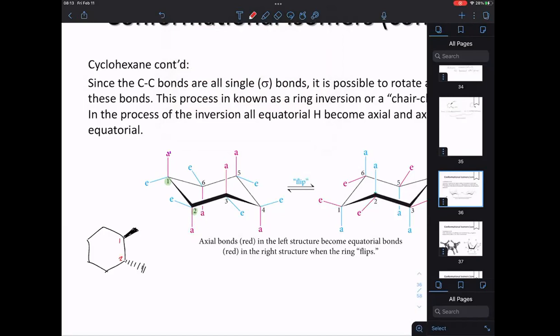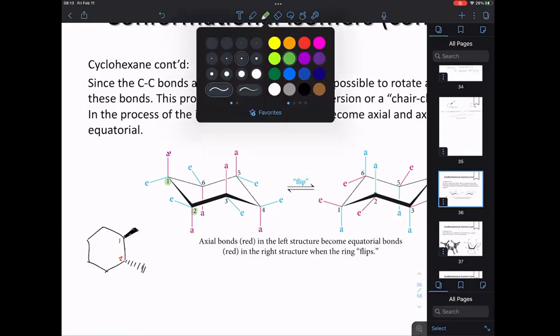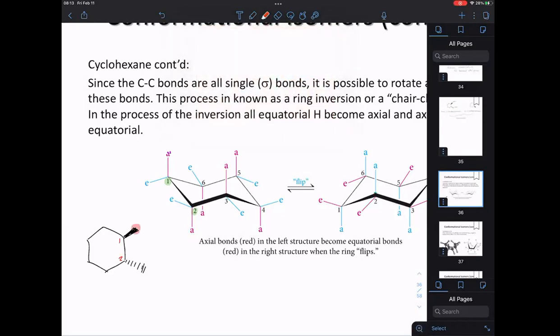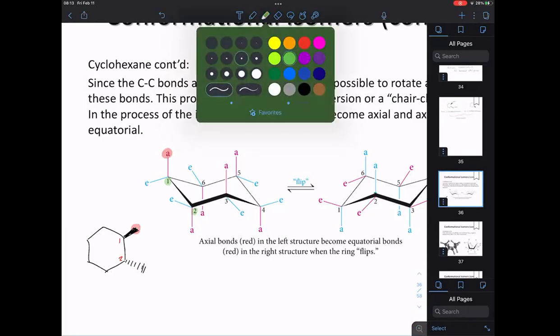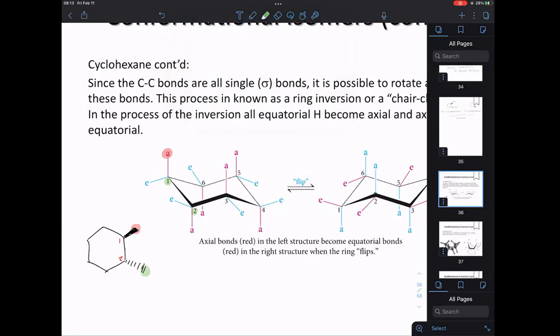So if we have this methyl group right here pointing out of the page, then that would be in this position right here, in this axial position. And then if we have this methyl group right here pointing into the page on carbon 2, that would be this axial position here. Okay. So we can see that in this structure that we've drawn here, these 2 methyl groups are both sitting in the axial position.